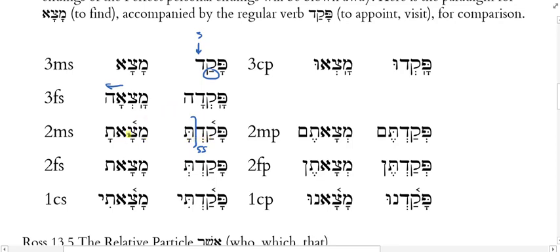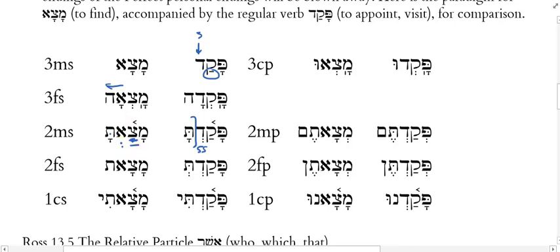Well, that means that if I were to try to close the syllable using the regular vowel pointing here, it would be matzah ta with a dagesh lene there. This is how it should have been written. Okay, but what happens here?